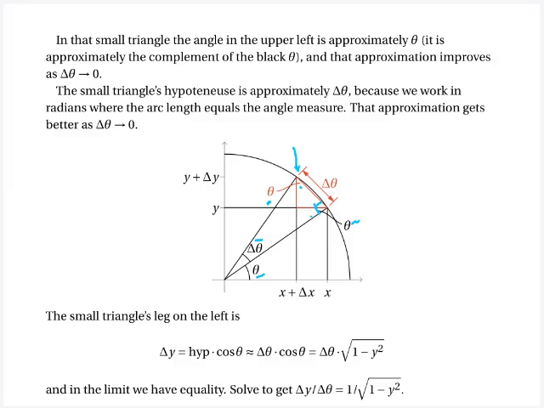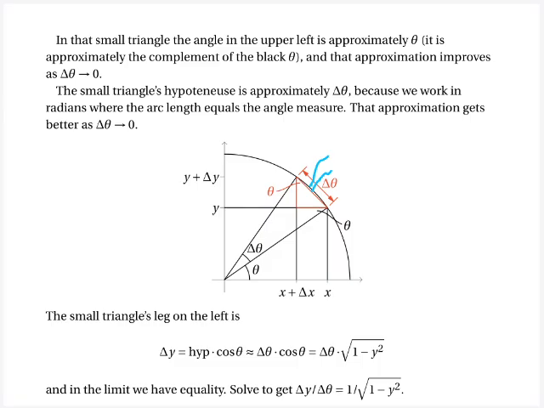The small triangle's hypotenuse is approximately delta theta, because we're working in radians, where the arc length equals the angle measure, and that hypotenuse is very close to the length of that arc. The approximation gets better as delta theta goes to 0, which it does, of course, when you take the derivative.